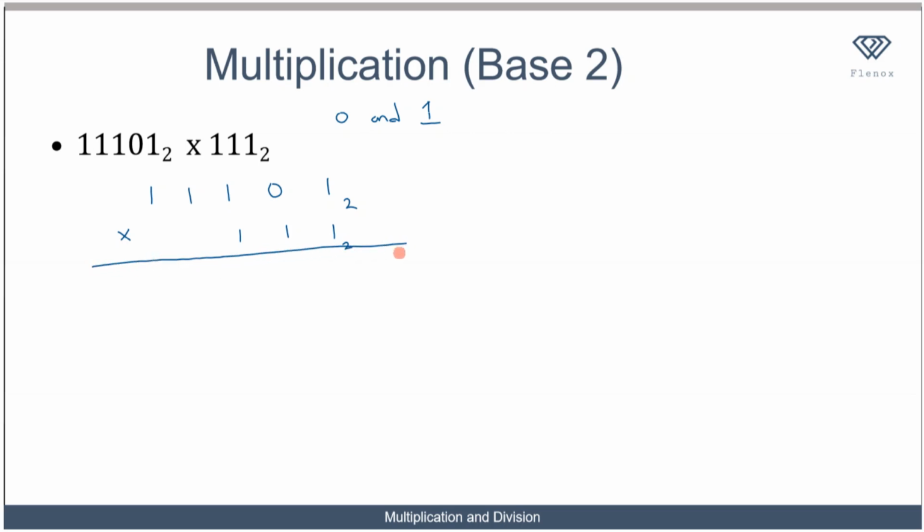So go about it the usual way. 1 times 1, 1. 1 times 0, you have 0. 1 times 1, 1. 1 times 1, 1. 1 times 1, 1. No number here is more than 1, so we don't have any problem. Go to the next digit.